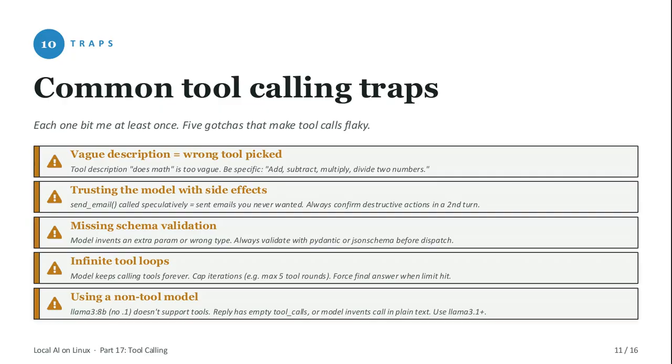Validate arguments with Pydantic or JSON schema, because models will happily invent parameters. Cap your tool loop at something like 5 rounds so it can't spin forever. And double-check your model actually supports tools. Llama 3 8b doesn't. Llama 3.1 does.